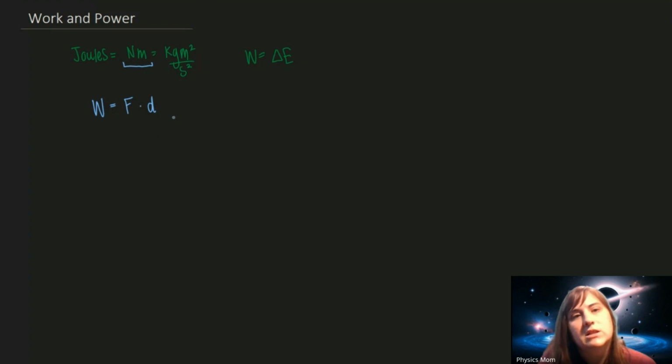So for those of you mathematically unfamiliar with what the dot product is, it's the force times the distance times the cosine of the angle between the two. So F D cosine theta. I'll explain what that means in a second with an example.